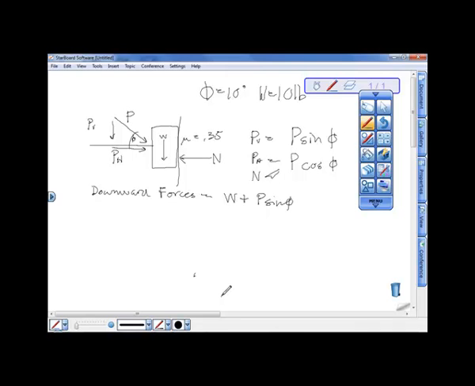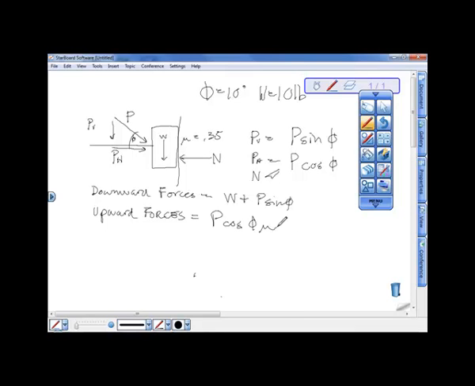Then the total upward force on the block will be equal to the frictional force, which is equal to the normal force times the coefficient of friction, or N times 0.35, right? From step 2, we know that the normal force equals P cosine theta, so the frictional force equals P cosine theta times 0.35. So the upward forces equal P cosine theta times mu, or 0.35.